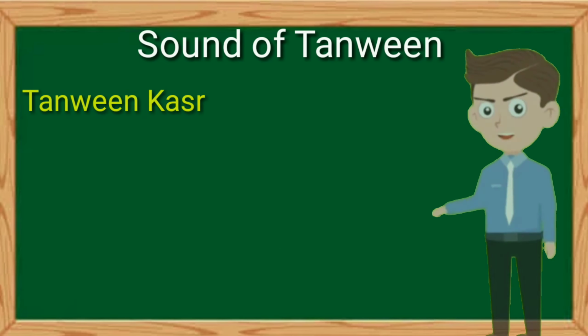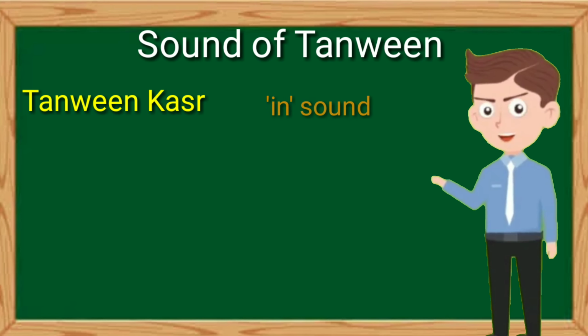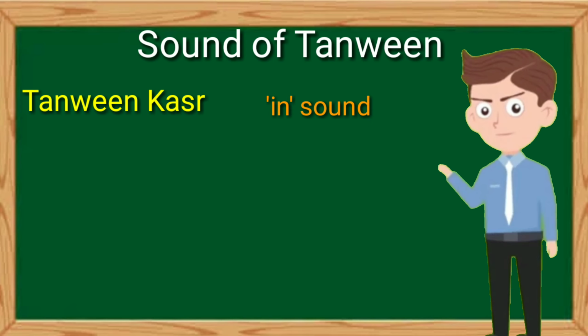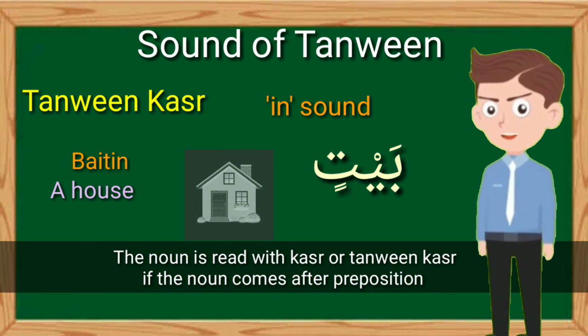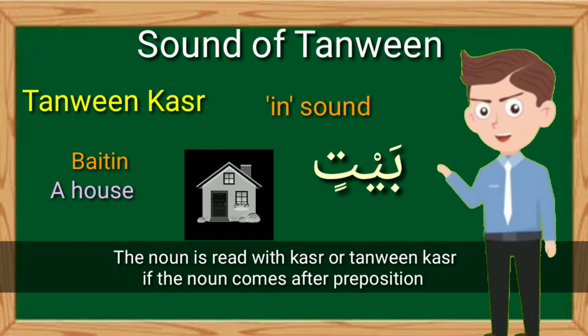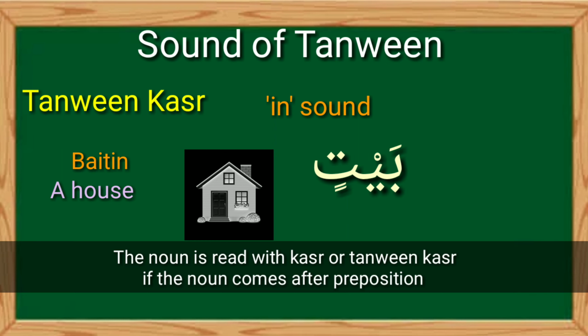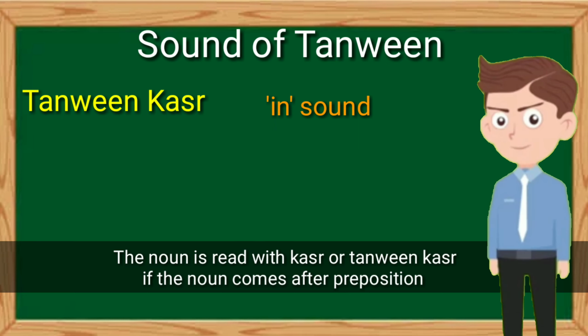For tanween kasr, the sound is in, in. For example, the word bayt, we have written here with tanween kasr. Now we can read it baytin. Baytin means a house.